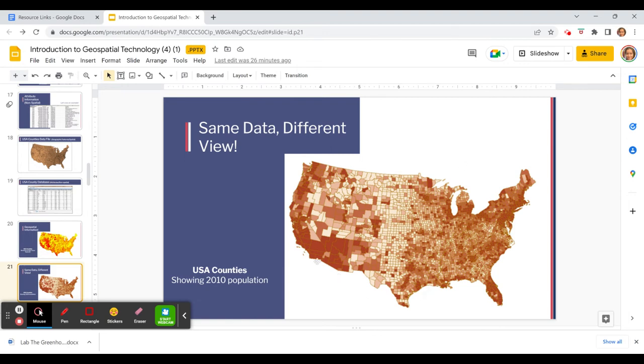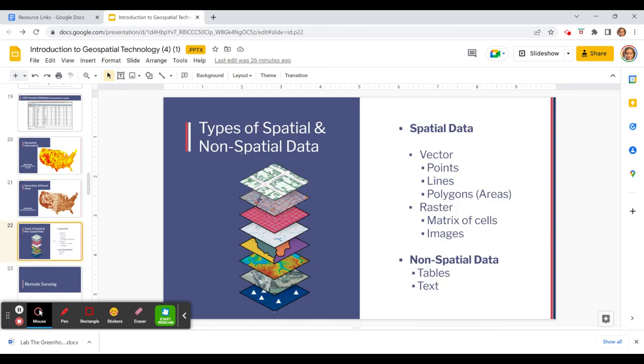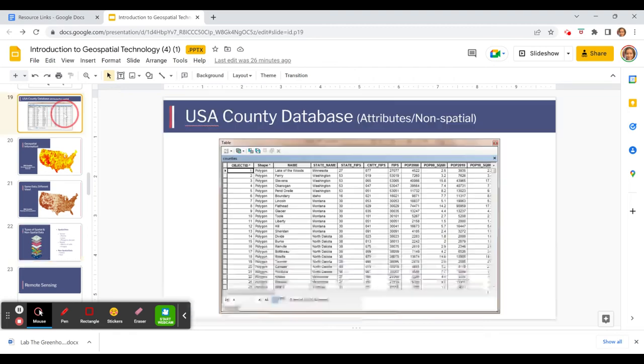This map, for example, is showing data, visualizing data in a spatial way that represents the 2010 population according to US County. There are different types of spatial and non-spatial data. Spatial data includes vector, which are points, lines, and polygons. Raster data is a matrix of cells and different images. Non-spatial data includes tables and text, as we've seen here.